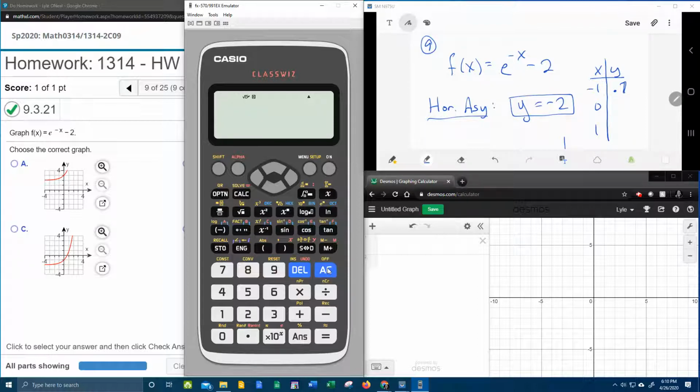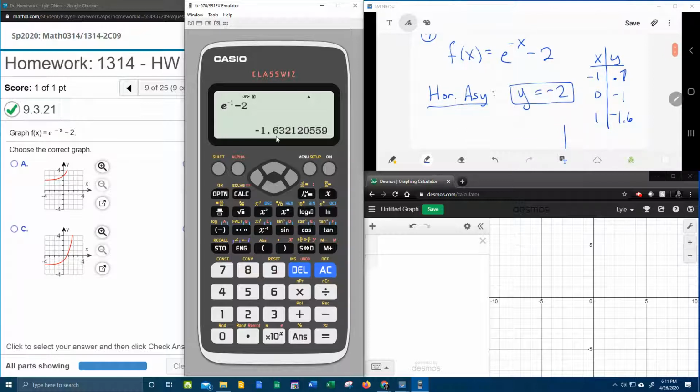Okay, then we need to do e to the 0 minus 2. I don't even need the calculator for this one. Anything to the 0 power is 1. 1 minus 2 is -1. And then if I plug in +1, that's going to give us e to the, remember there's a negative here, so that's going to make it -1 minus 2. And that is approximately -1.6 rounded. All right, so there are some values that we can use to plot.